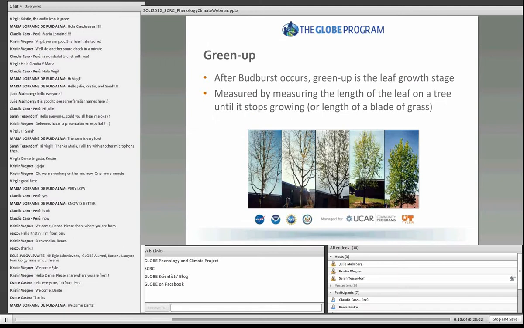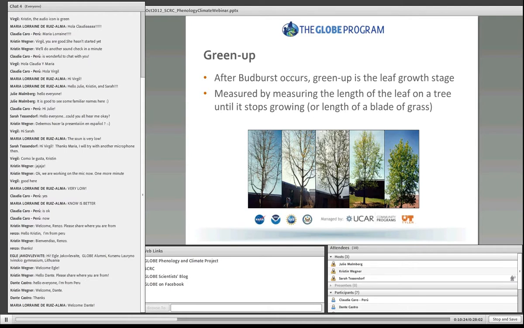So moving on to green up. Green up occurs after budburst, and green up is just the stage in which the leaf grows. We measure green up by measuring the length of the leaf on a tree until it stops growing. We can also do green up for grass, and in that case you would just measure the length of a blade of grass as it grows.